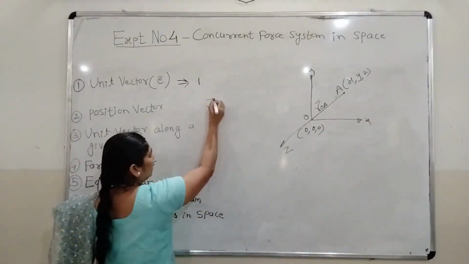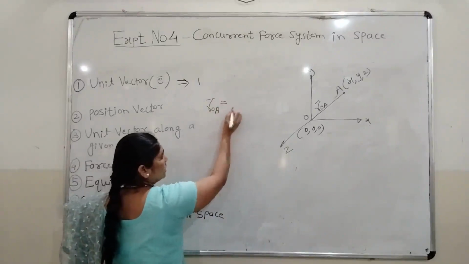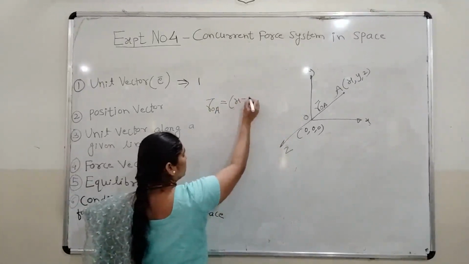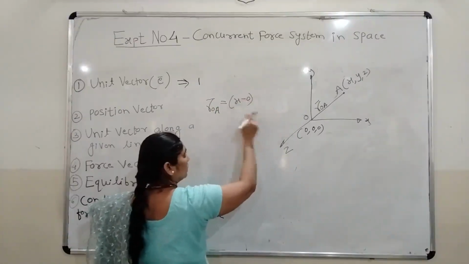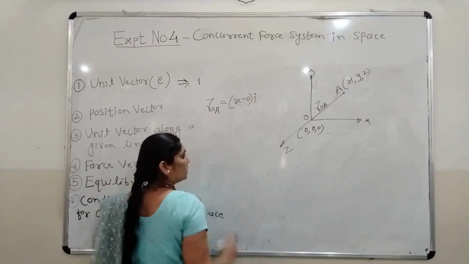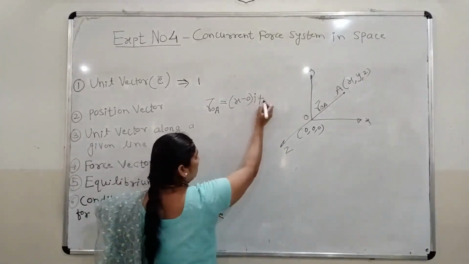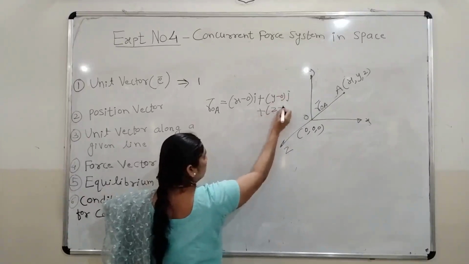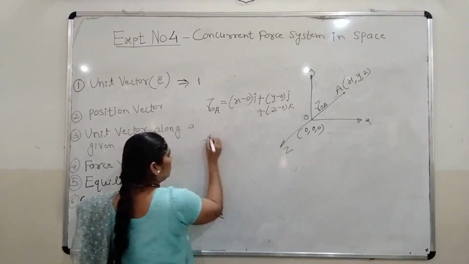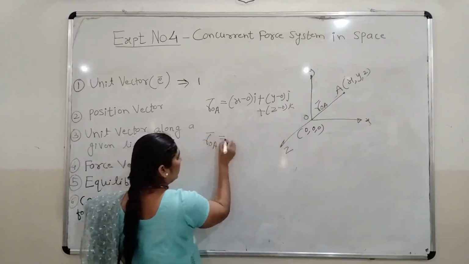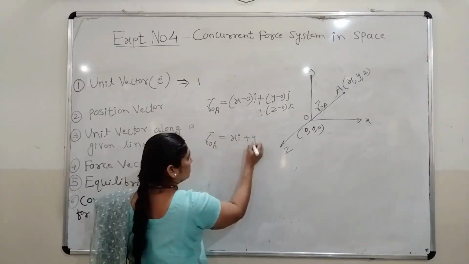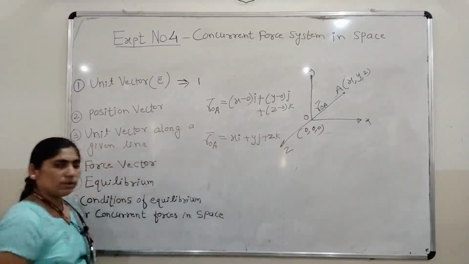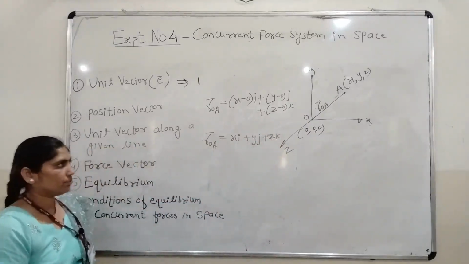So position vector OA is equals to coordinates of A minus coordinates of the origin, that is x minus 0. Along the x your i unit vector is acting, so writing i, plus y minus 0 j plus z minus 0 k. So position vector OA we are getting xi plus yj plus zk. In this way we can find out the position vector.